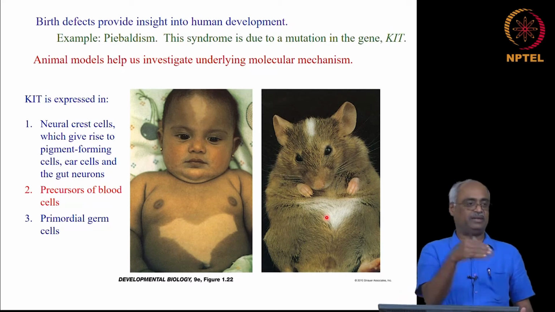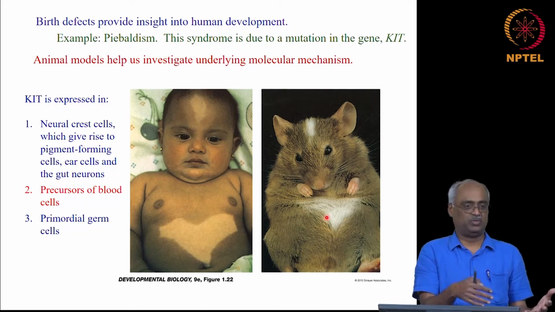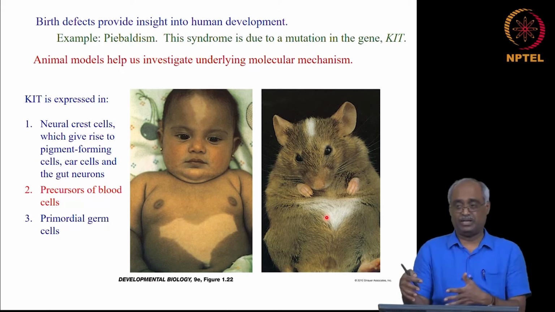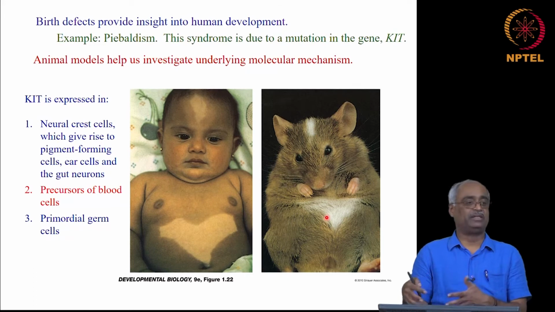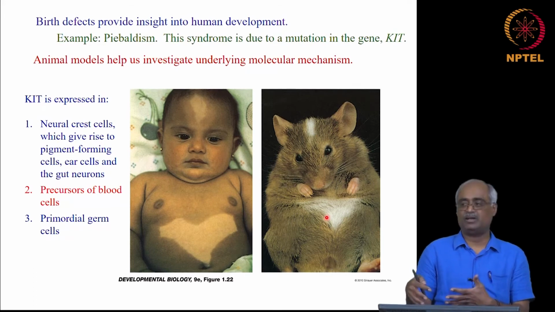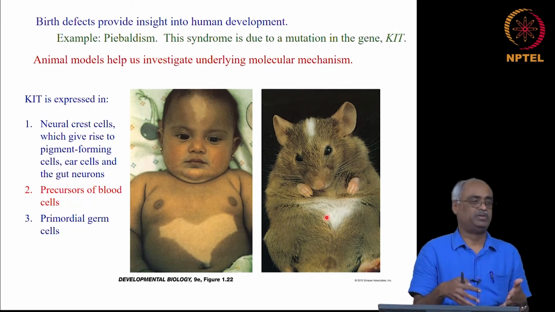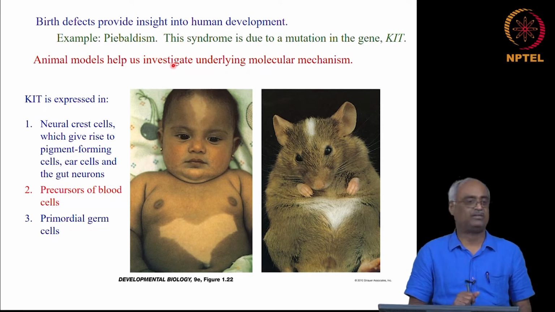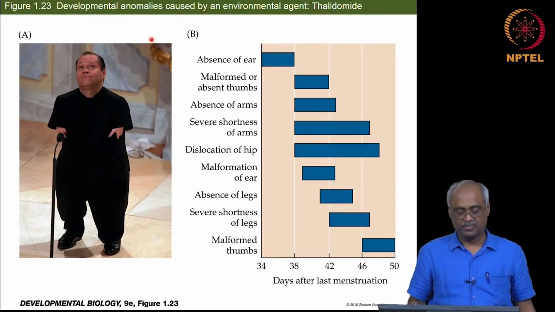Normally, what KIT does for development you are unlikely to be able to study in humans. But if the defects are the same in an animal, then you will be able to do it in that animal, and the mechanisms you unravel there are going to apply to humans as well. So, that is what we call animal models. Animal models help us investigate underlying molecular mechanisms, okay. This piebaldism is a good example of that.